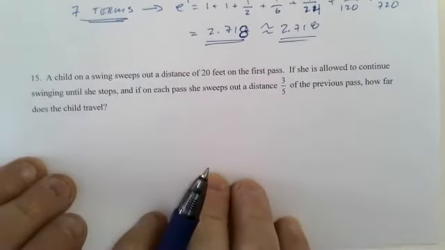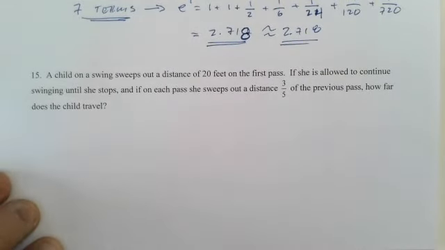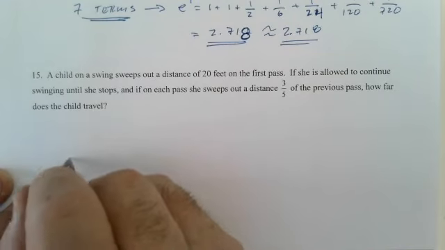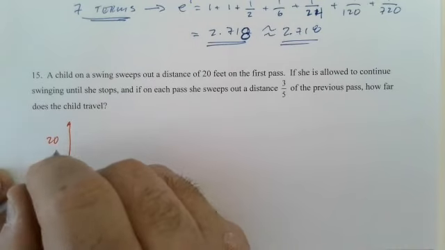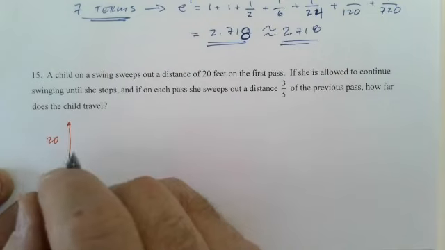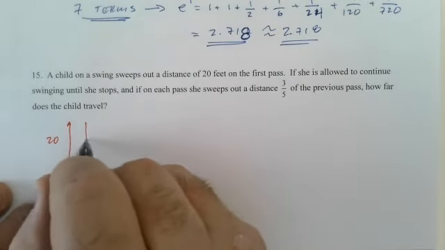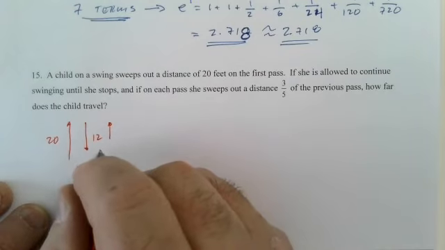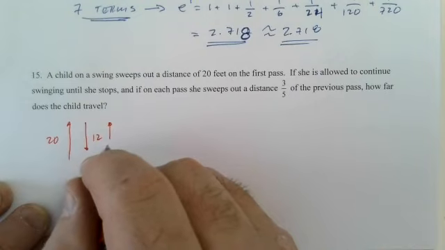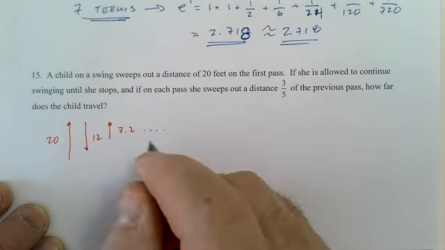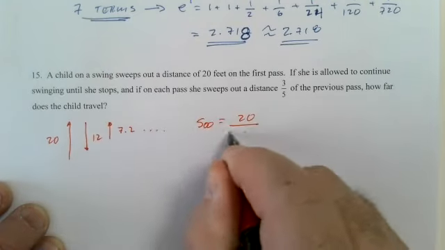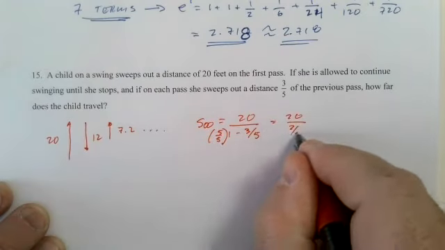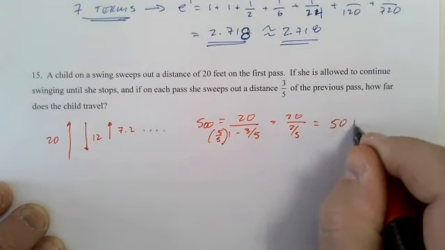Cool. All right. Geometric. A child swings out a sweep of 20 feet on the first pass. It doesn't matter how to show this. It goes 20 feet out, and then 3/5 of the distance on the next one, 12, and then 3/5 on the next one. So this is just a sum to infinity. First term, 20 over 1 minus 3/5, which is 2/5, so 50 feet. Watch your units.